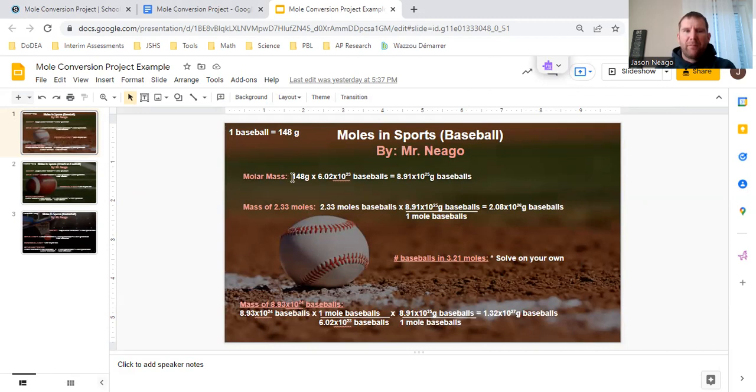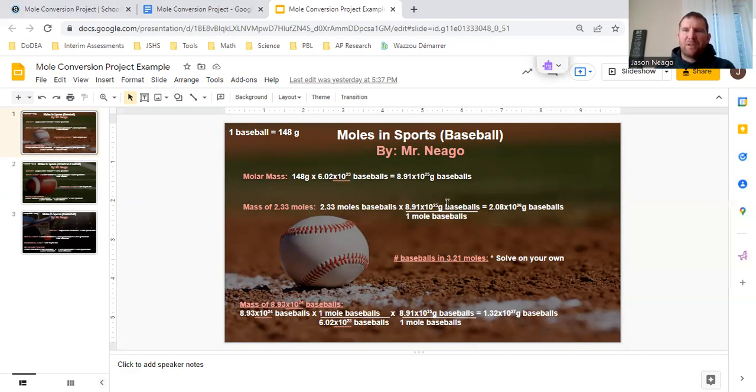So I created my molar mass, which is the mass of 1 mole, or 6.02 times 10 to the 23rd of my object. So I multiplied my mass of 1 baseball by Avogadro's number to give me my molar mass. Here, I did the calculation for mass of 2.33 moles. So if I had 2.33 moles of my object, here's the mass that I would have.